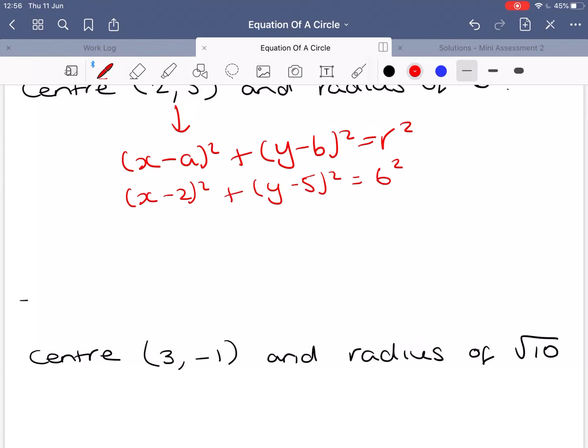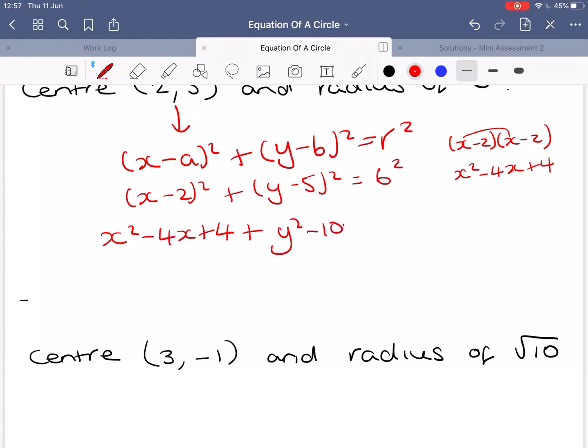Now, the one thing I will say, you need to get into the habit of being able to see how to square a bracket quite quickly. And this is going to be x squared. You're going to have a minus 2x and a minus 2x, so that gives you minus 4x, so it almost doubles. And then 2 times 2, or minus 2 times minus 2, is 4. So you get x squared minus 4x plus 4. If you do your y, you end up with y squared minus 10y plus 25 equals 36.